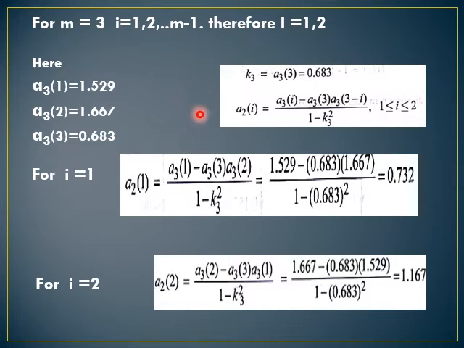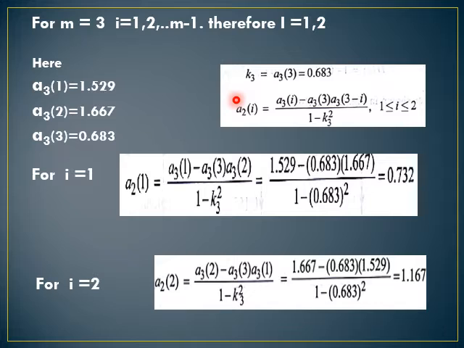So this is the formula here, which is Km equal to Am of M, and Am minus 1 of I is equal to Am of I minus Am of M into Am of M minus I, divided by 1 minus Km square. Looking at the formula, you just need to substitute the value of M as 3 and I as 1 and 2. So this is K3 equal to A3 of 3, which is 0.683 from the previous answer where we found it for M equal to 4. Now A2 of I: as the value of M is 3, it is Am minus 1, so it is A3 minus 1, that will become A2 of I.